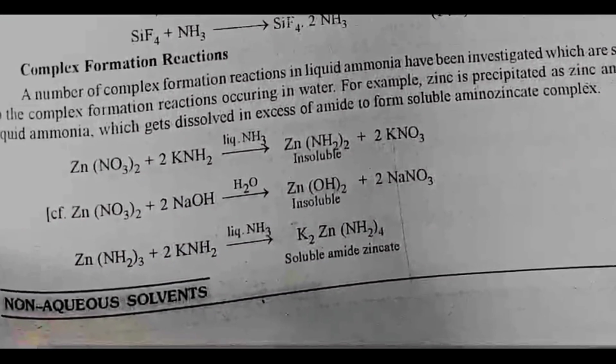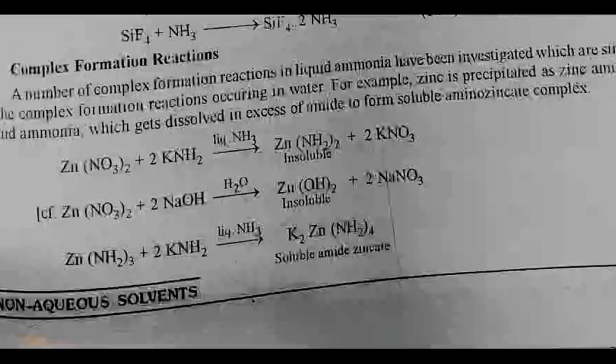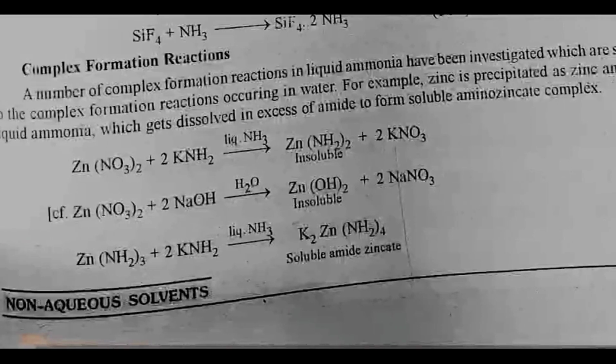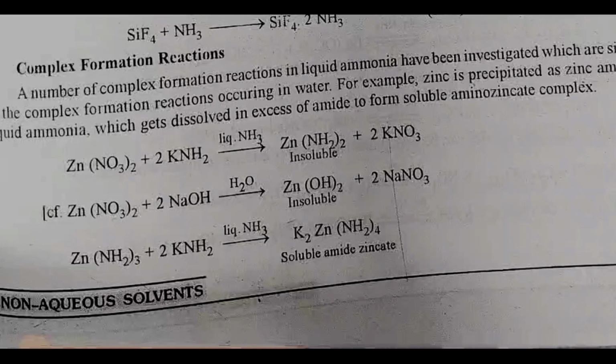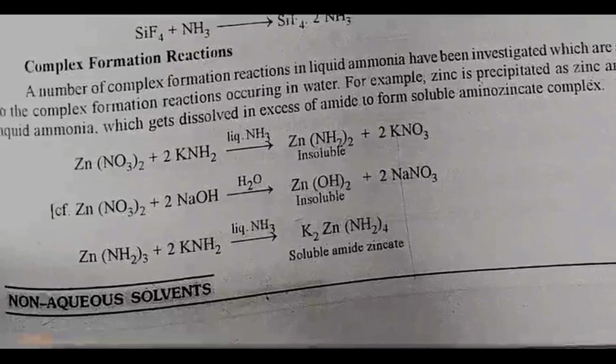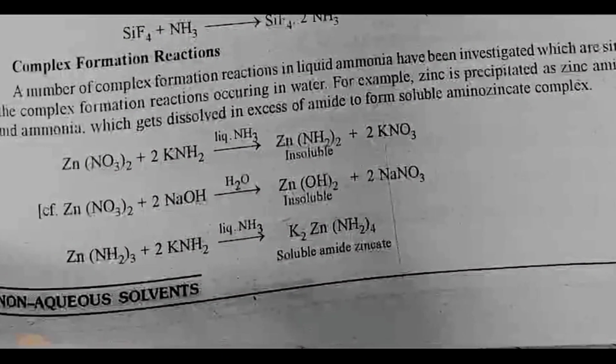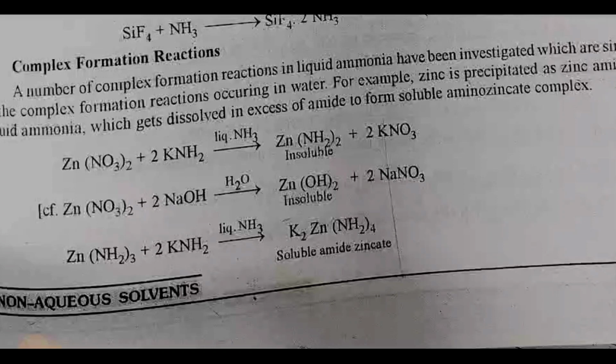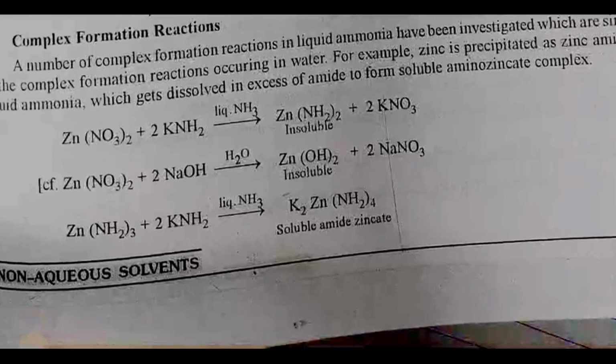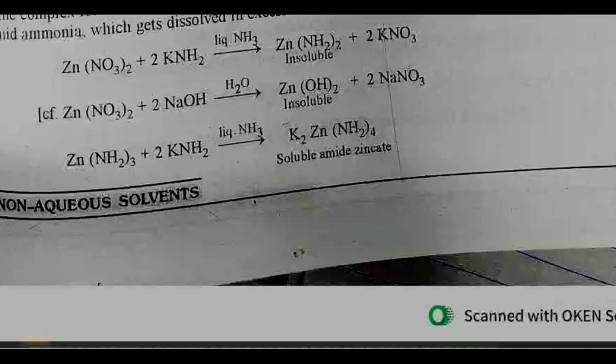Complex formation reactions. A number of complex formation reactions in liquid ammonia have been investigated which are similar to the complex formation reactions that occur in water. For example, zinc is precipitated as zinc amide in liquid ammonia, which gets dissolved in excess of amide to form soluble amidozincate complex. Zn(NO3)2 plus 2KNH2 in liquid ammonia is equal to Zn(NH2)2 plus 2KNO3. Zn(NH2)2 plus 2KNH2 in ammonia is equal to K2[Zn(NH2)4], soluble amide zincate.